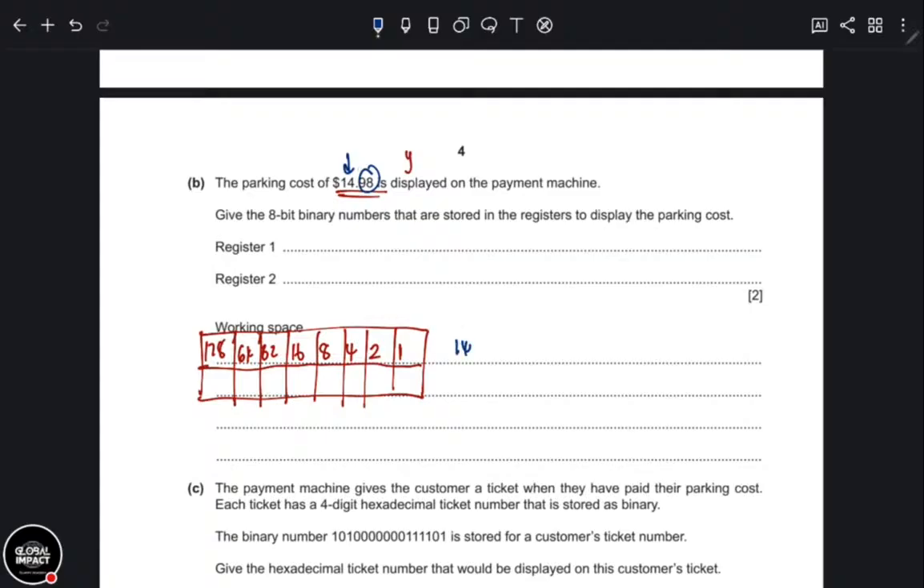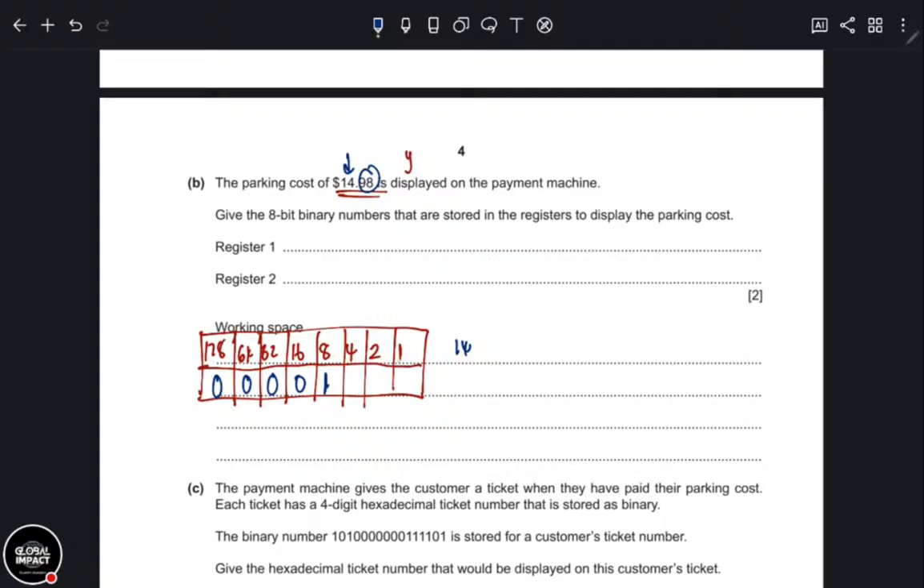So what you're going to do is put a 1 on the biggest number that is less than 14, okay? We move until we get to a number that is smaller than 14. 128 is not smaller than 14, so that's 0. 64 is not, that's a 0. 32 is not, that's a 0. 16 is not, that's a 0. 8 is, so we'll put a 1 on 8.